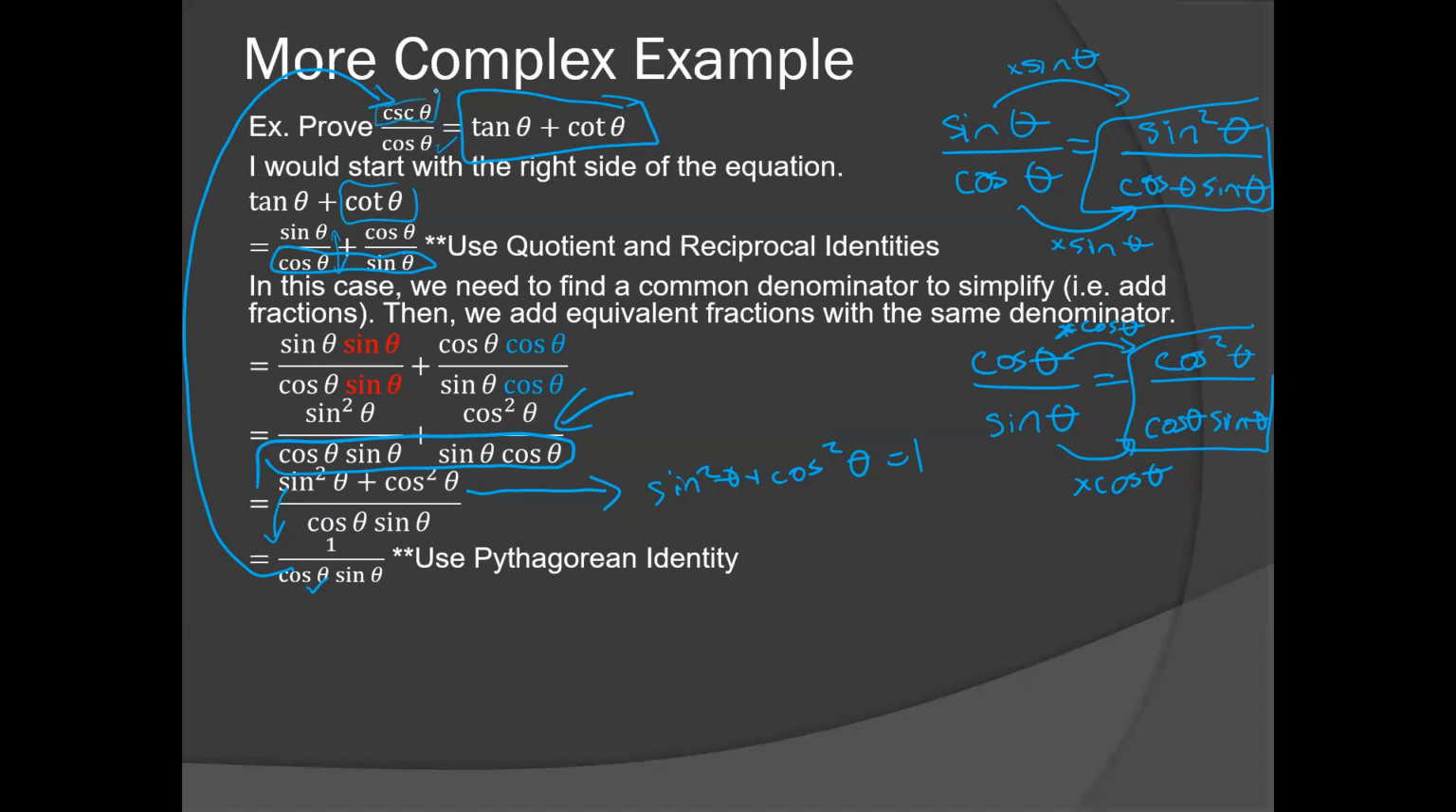But I noticed that this has cosecant theta. And you might recognize that cosecant theta is the same as 1 over sine theta, right? So what I'm going to do here is take this fraction and split it up into 2 parts. I'm going to rewrite it like this.